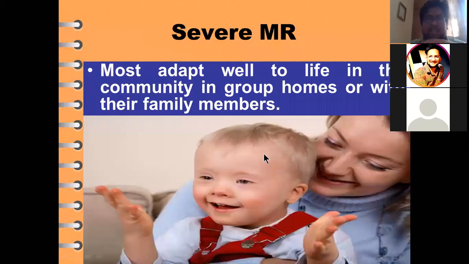They adapt well to life in the community group. When they live with family members, they can adjust. When nobody is there, for example, like we are living in the hostel without our parents, like that, these people cannot live without supervision.